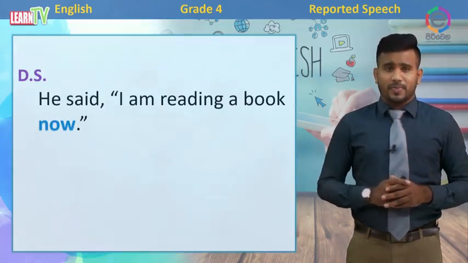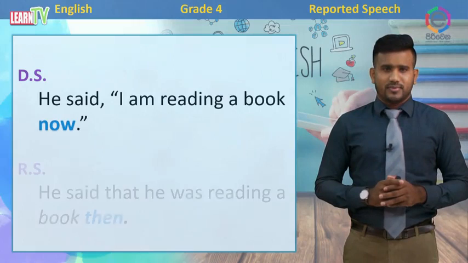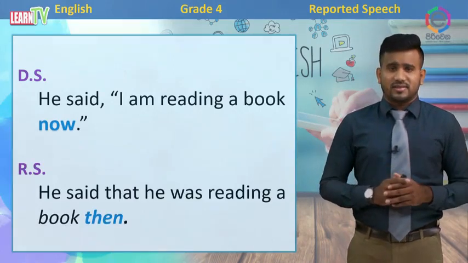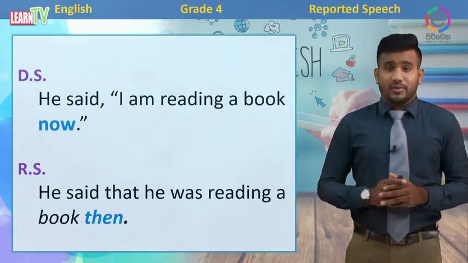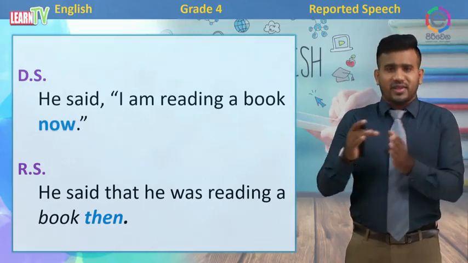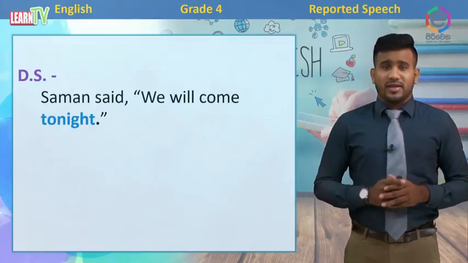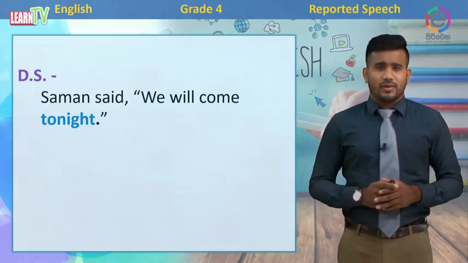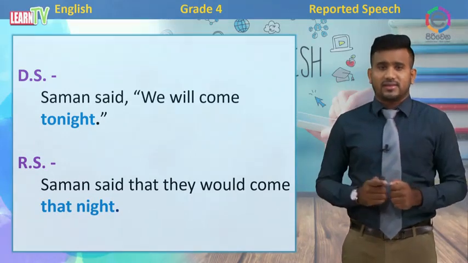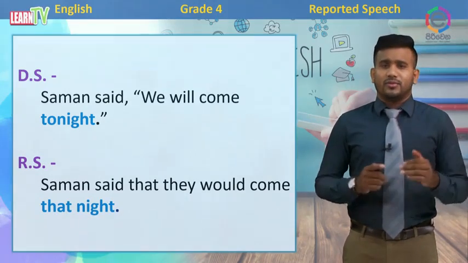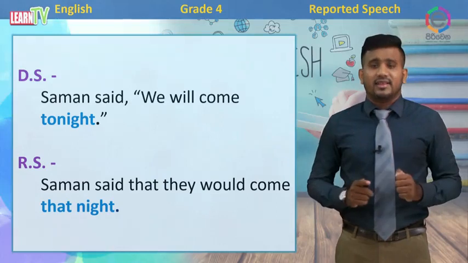Direct speech: He said, "I am reading a book now." Reported speech: he said that he was reading a book then. Now you can see the word now has been changed to then. Direct speech: Someone said, "We will come tonight." In reported speech: someone said that they would come that night. Tonight has been changed to that night.